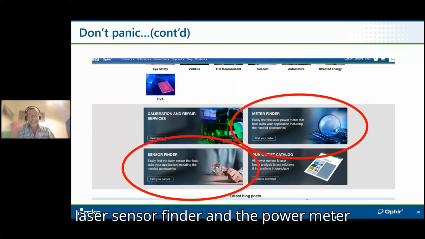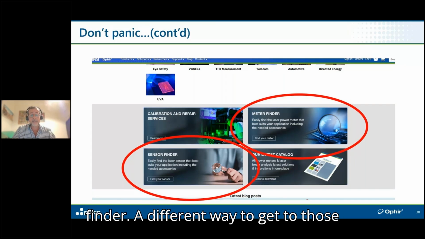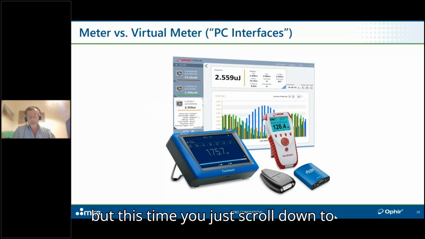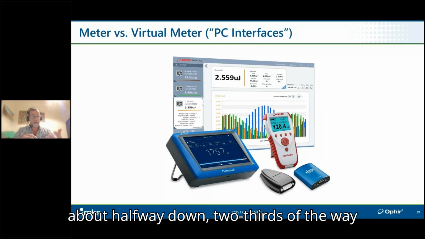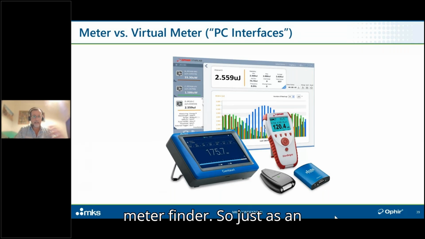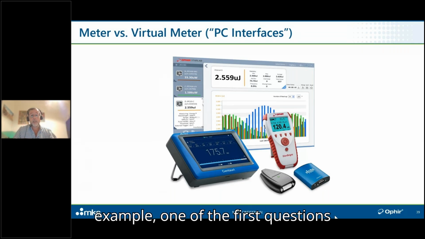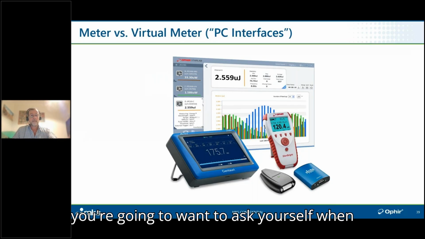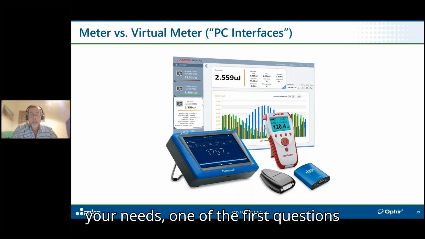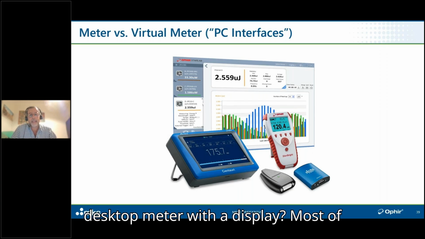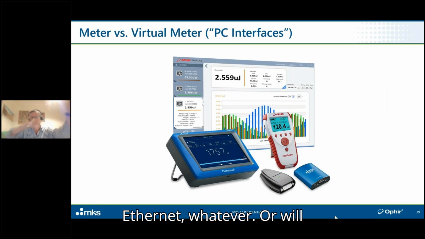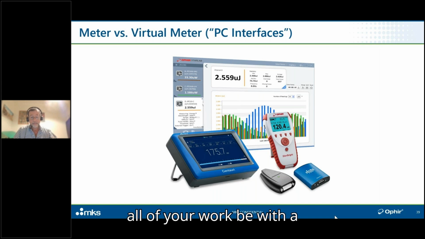Just as an example, one of the first questions you're going to want to ask yourself when you're considering what meter is best for your needs is: do you want a handheld or desktop meter with a display? Most of those can connect to a PC also, USB, Ethernet, whatever. Or will all of your work be with a PC? Then maybe you can use one of these virtual meters, the two that you see at the bottom, which do everything the meter does except for the displaying. They outsource that to the software, because it's software, it has a lot more capabilities in terms of graphics and whatever it is. So that's just an example.